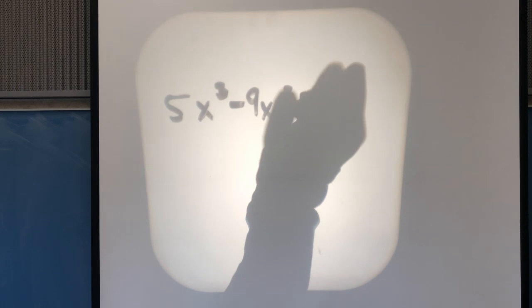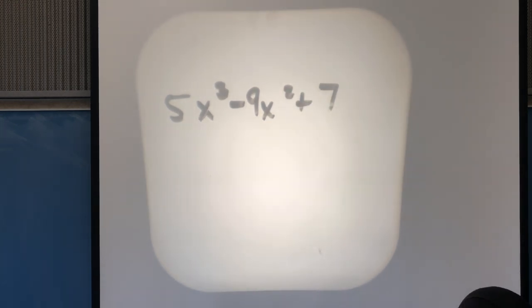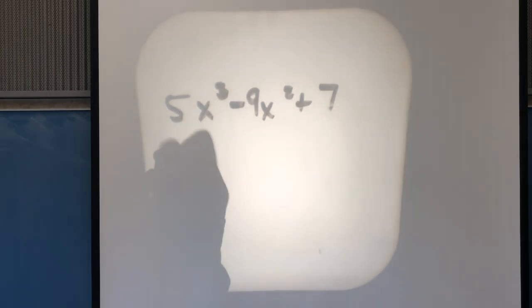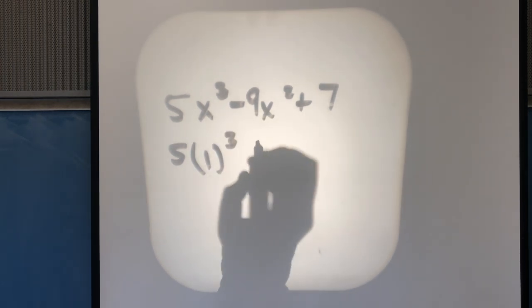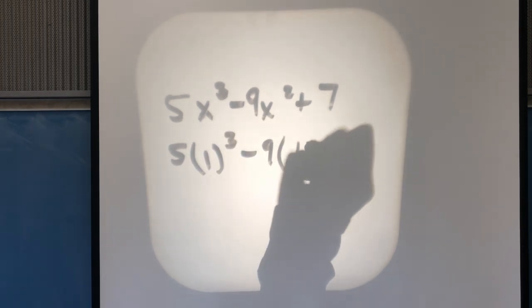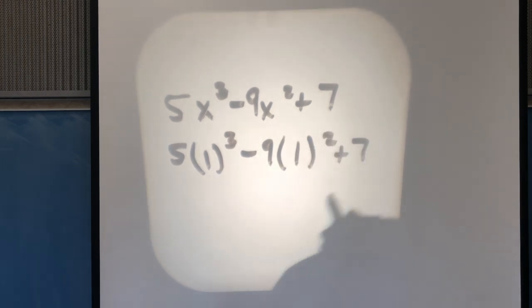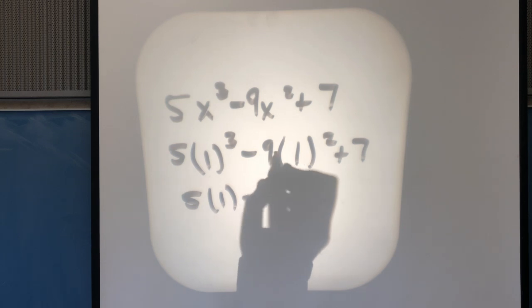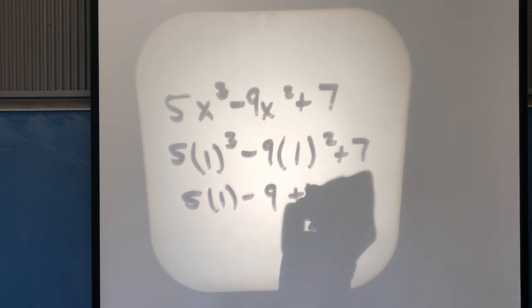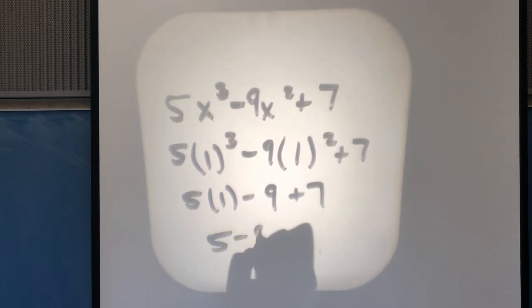So now we found out that the limit of the left side is 4, so we can move on to the right side. The expression for the right side was 5x cubed minus 9x squared plus 7. Do the same thing, we have to plug in 1 because we're trying to see if it's continuous at 1. So 5 times 1 cubed minus 9 times 1 squared plus 7 simplifies to 5 times 1 minus 9 plus 7. You get 5 minus 9 plus 7, which is 3.